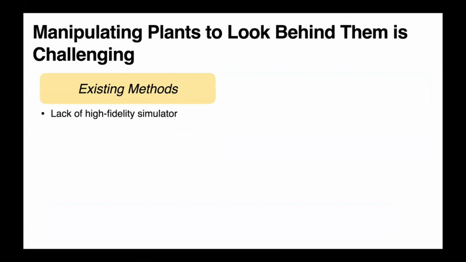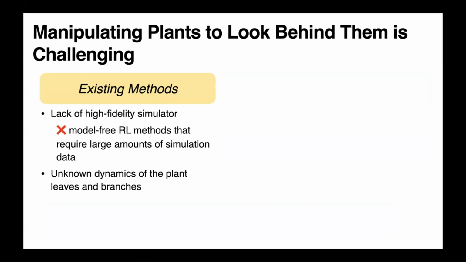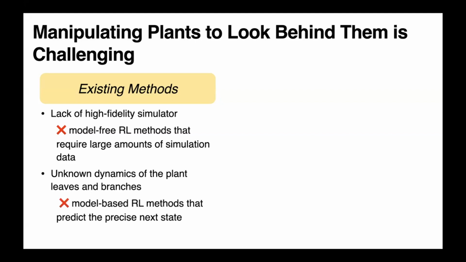Now, if you look at existing work in manipulation, I think there's no good simulator for plants. Please, if there is someone in the room who has a good simulator for plants, please come and let me know. I'll be very curious. It will be very useful for us. To the best of our knowledge, there's no high fidelity simulator for these kinds of things. There's unknown dynamics of the plant and the leaves and the branches and so forth, right? So that makes it difficult to use typical model-free RL, model-based RL and such.